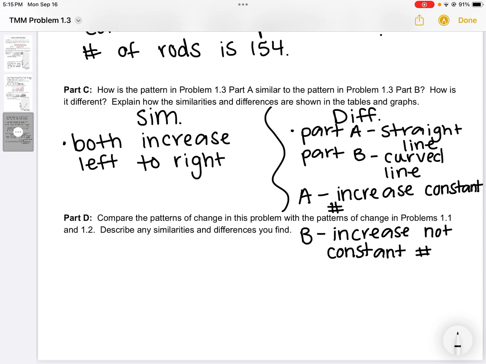Alrighty. Part D, so now we're going to go ahead and relate it back to Tuesday's and Wednesday's notes on the bridge thickness. So when we're comparing the patterns of change in this problem, now we're going to compare the patterns in problem 1.1 and 1.2. So Tuesday's notes versus Wednesday notes. So in Tuesday's notes, both relationships, they are increasing and they both are linear.